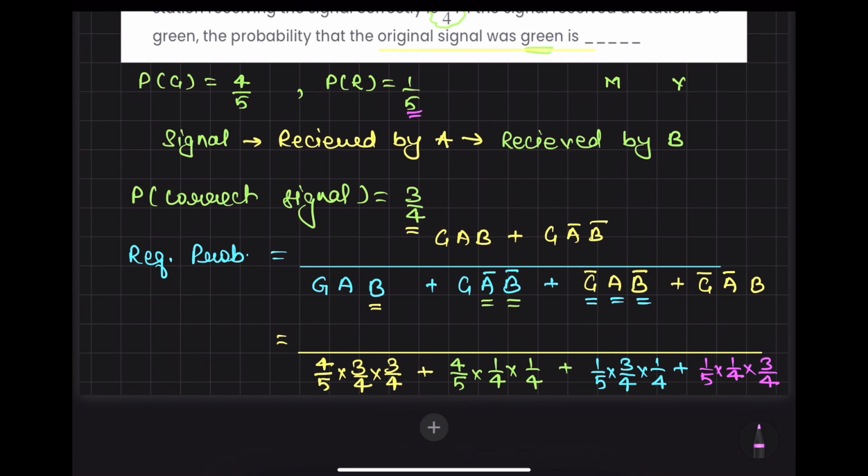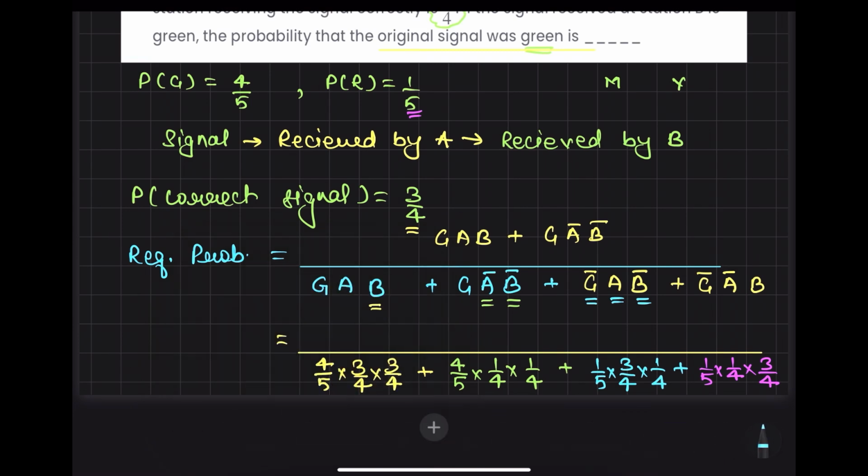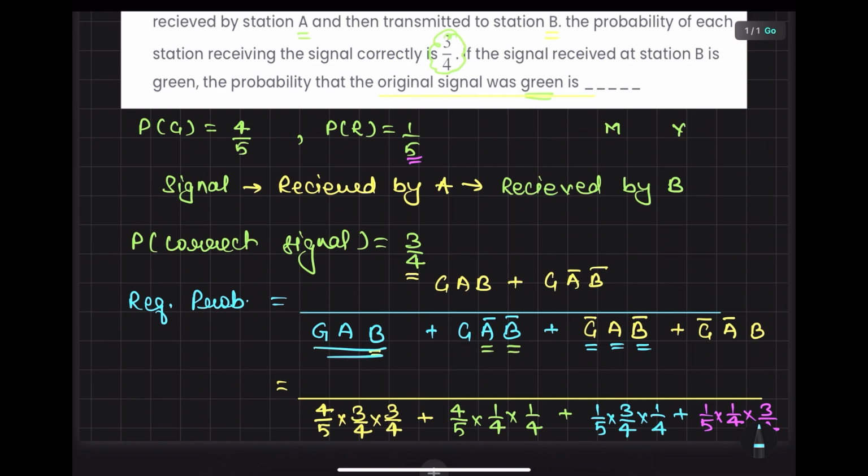Okay, so these are all the cases. You have to find out the probability of having original signal as green. So originally the signal was green in the first two cases. So it is 4 by 5 times 3 by 4 times 3 by 4, plus 4 by 5 times 1 by 4 times 1 by 4. So you have to simplify things to get the required result done.